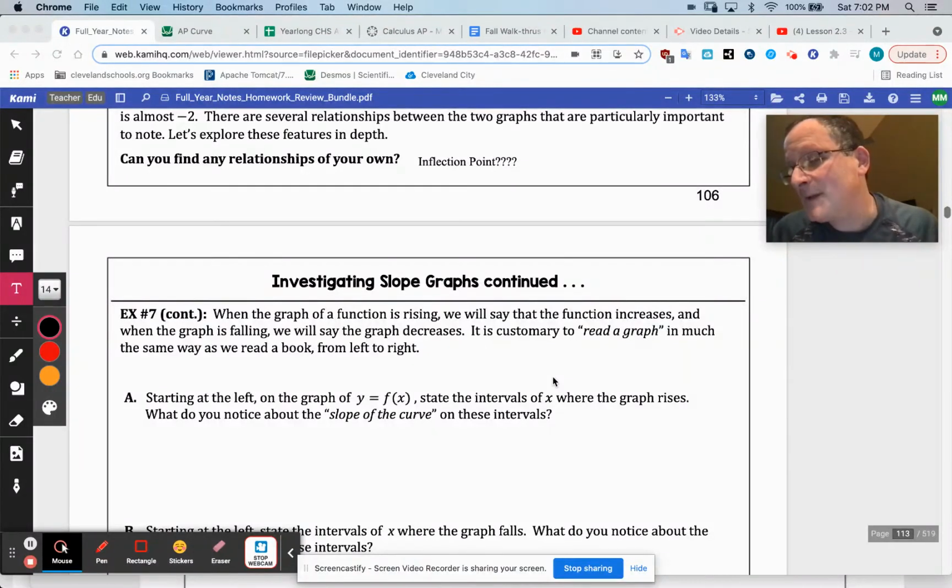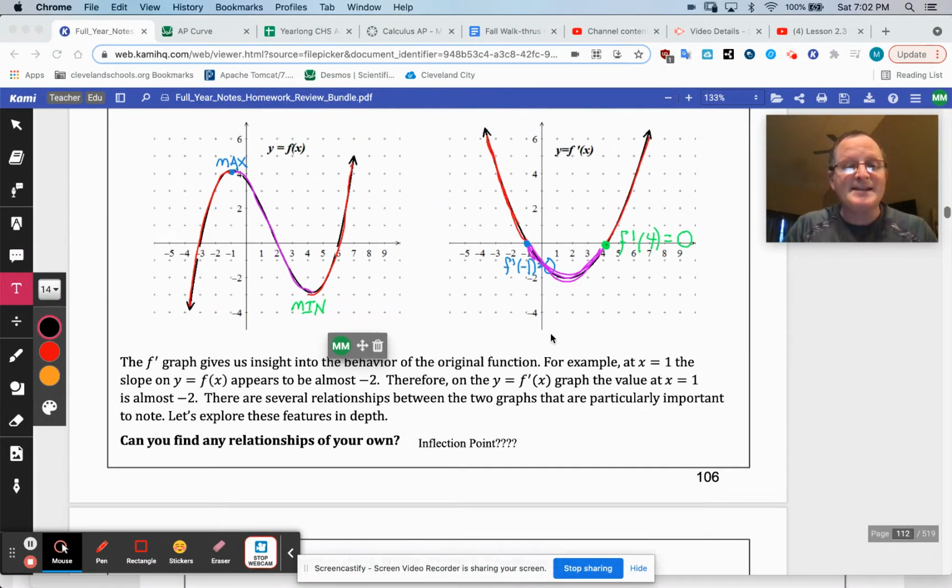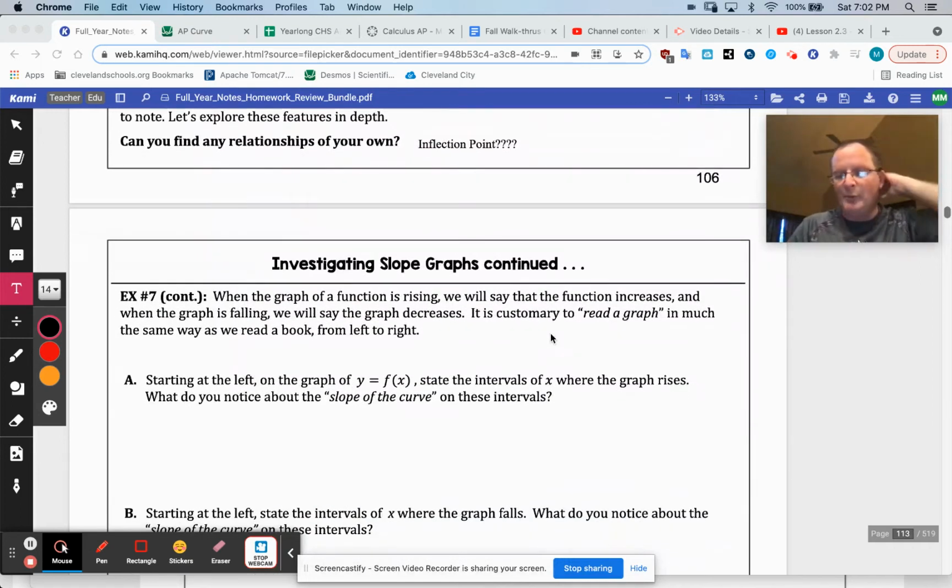Oh, example 7 had more. But we already said some of this stuff. So this is kind of cool that we can write it down formally. It says when the graph of the function is rising, we say that the function is increasing, and when the graph is falling, we say the graph decreases. It's customary to read a graph in the same way you read a book, from left to right.